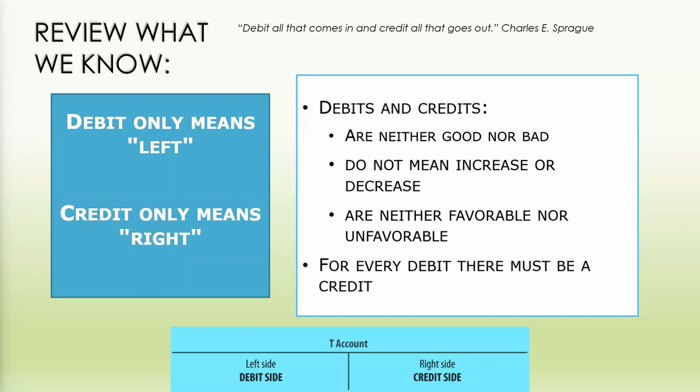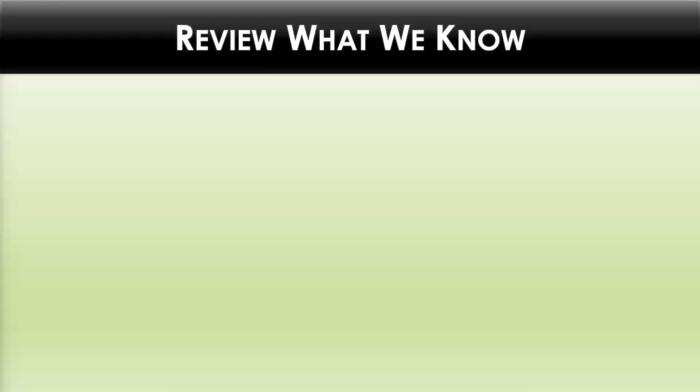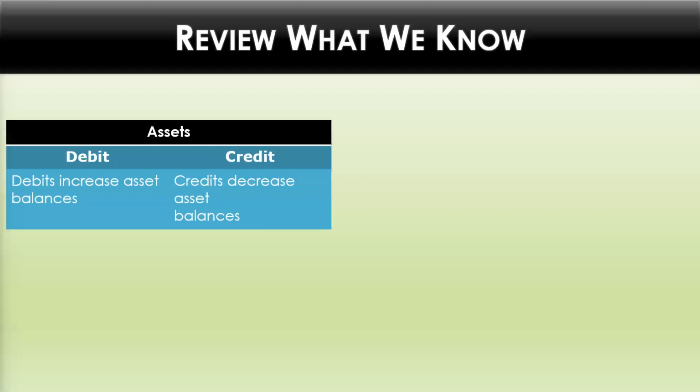This is what a T account looks like. On the left side is the debit side, and then on the right side is our credit side. Let's also review what we know from parts 1 and 2.